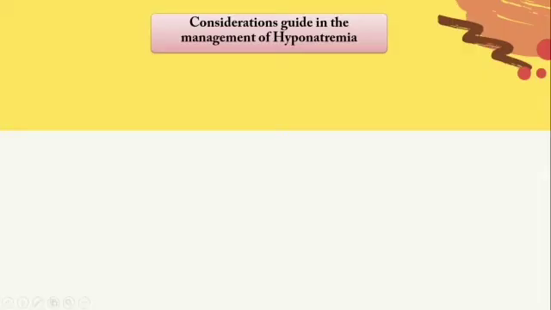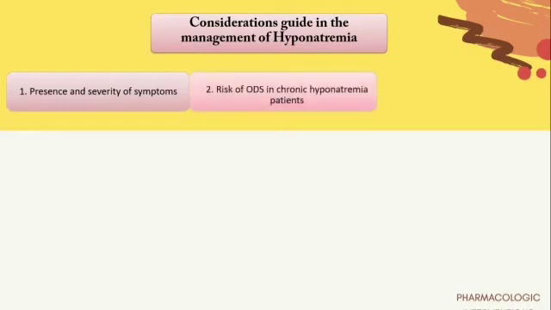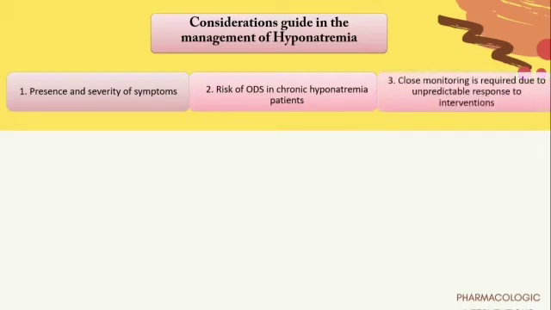Now, in the management of hyponatremia, three things are to be considered. First, the presence and severity of symptoms. Next, the risk for osmotic demyelination syndrome in chronic hyponatremic patients. This is a condition wherein there is destruction of the myelin sheath from nerve cells, which results from the rapid correction of hyponatremia. And lastly, the response to interventions. So with this, close monitoring is required due to unpredictable response to treatment.